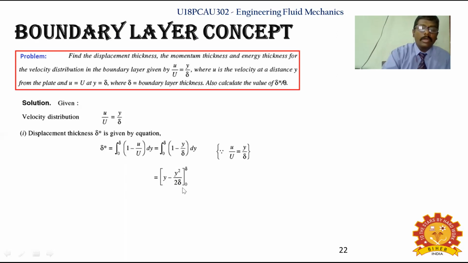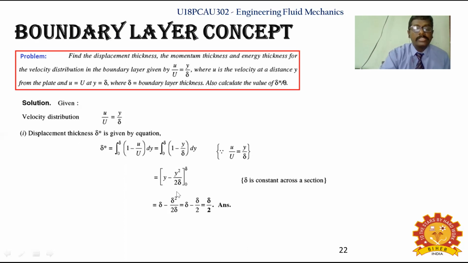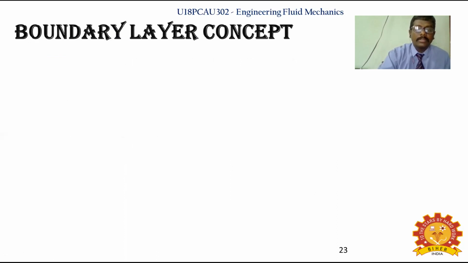Now you apply the limit delta instead of y. Delta is a constant across a section, so instead of y you substitute delta. So delta minus delta square by 2 lambda. Here you have delta square and delta, so it becomes delta by 2. So delta minus delta by 2 is delta by 2. Taking delta common outside, it is 1 minus 1 by 2, which is 1 by 2. That is the answer.